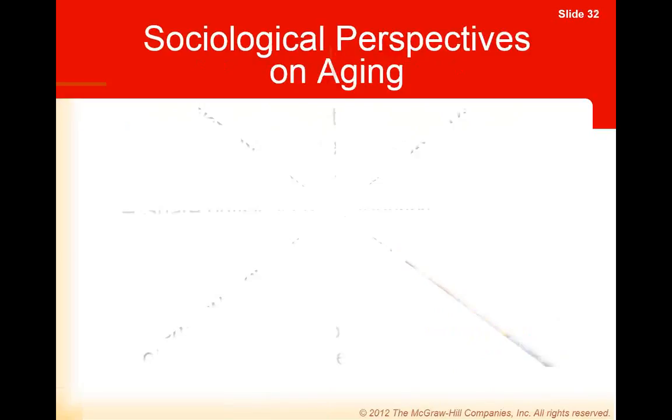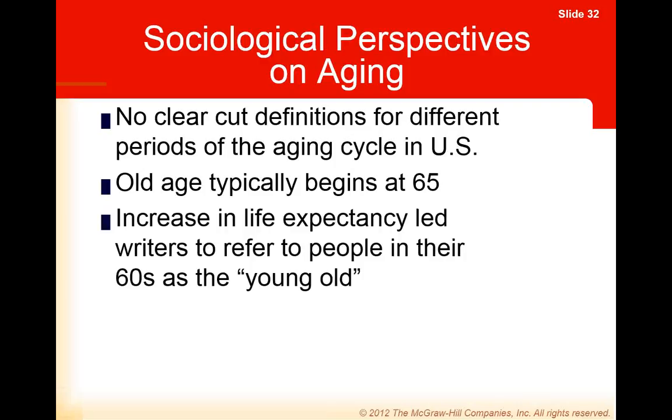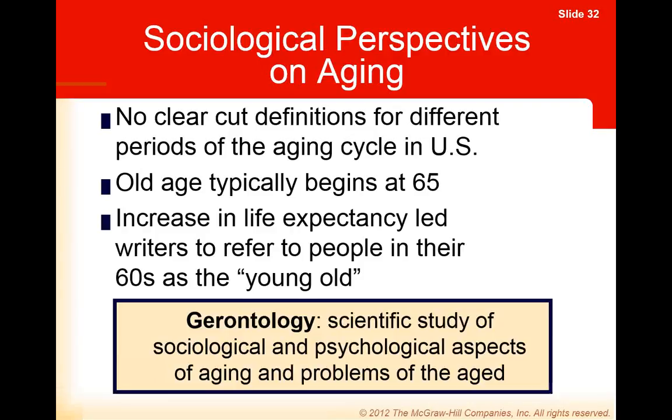So when we think about this, there are no clear-cut definitions of the aging cycle. Old age typically begins between 60 and 65, but you have young old and old old. Here we see people in their 60s as the young old, and then people over about 75, that's where you begin to be referred to as the old old.